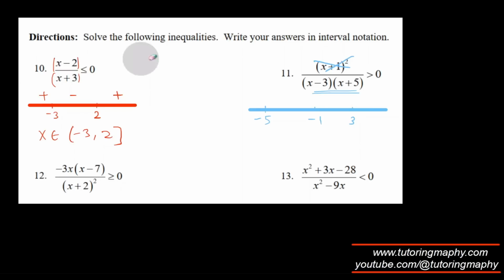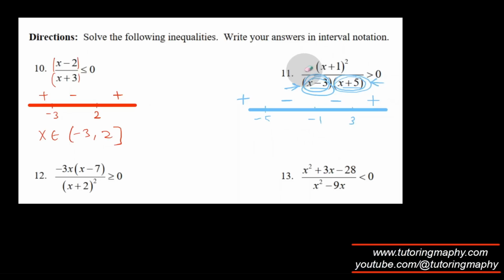Okay, any number greater than 3 that we like, maybe 100. So 100 minus 3 is positive, 100 plus 3 is positive, so this is positive. Between -1 and 3, probably 0. So 0 minus 3 is negative, 0 plus 5 is positive. So negative times positive is negative. Between -1 and -5, maybe -4. So this will be negative and this will be positive. So again negative. And less than -5, maybe -100. So both will be negative and double negative is positive.